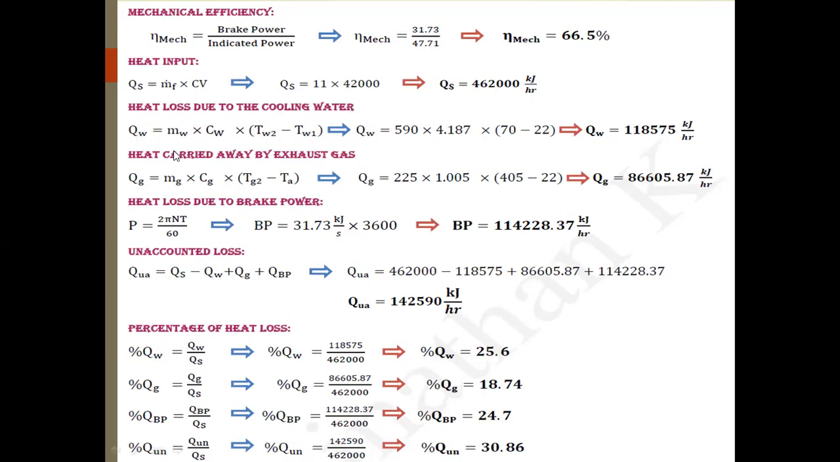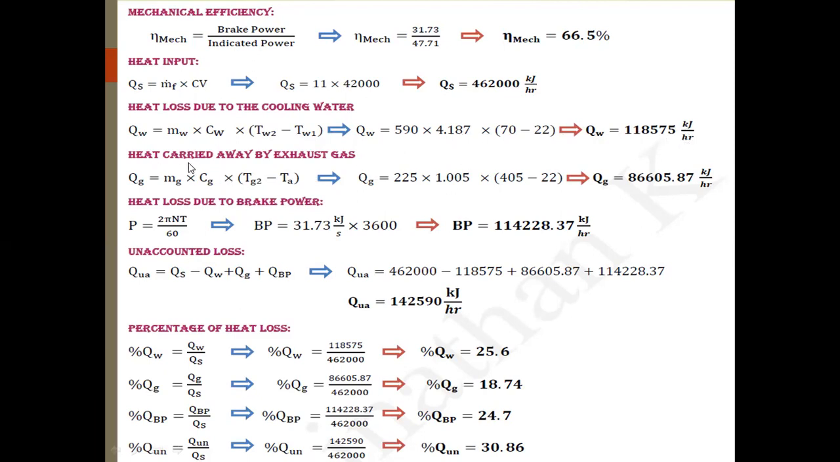So the heat losses due to the cooling water, Q suffix W, is equal to M suffix W, the mass of the water, into the specific heat of the water, into the cooling water outlet temperature minus the cooling water inlet temperature. The mass of the water is 590 and the specific heat of the water is 4.187. The outlet temperature is 70 degrees Celsius and the inlet temperature is 22 degrees Celsius. So finally we find the heat loss to the cooling water is 118,575 kilojoules per hour.